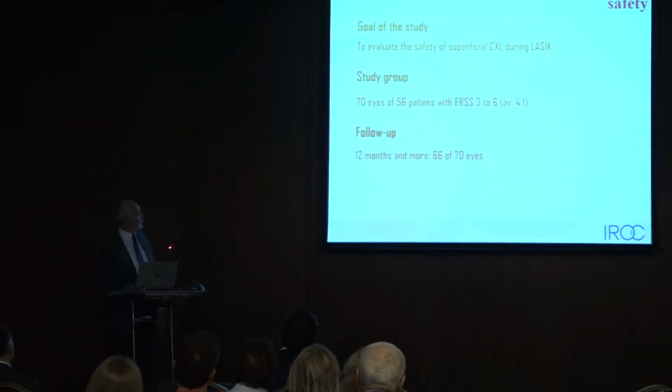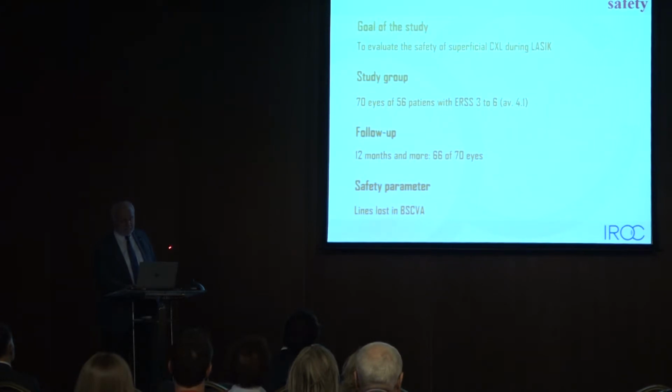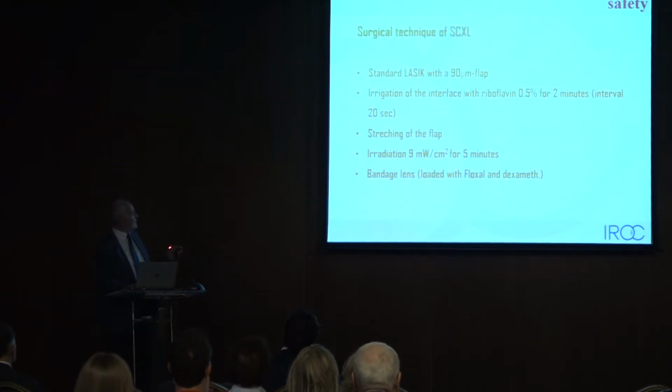I'm just going over it. We had 70 eyes included because you need 66 in order to prove 5% safety. We had a 12-month follow-up, and lines lost of best corrected visual acuity was the parameter. What we did is we just did a standard LASIK with a 90-micron flap, and then we had an irrigation of the interface with riboflavin for 2 minutes, stretching the flap and irradiating the cornea, and then a bandage lens loaded.